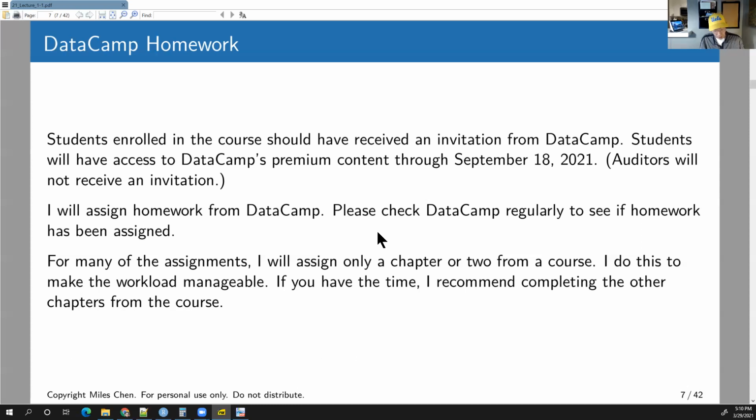And generally, if I pick a course and I pick a few chapters from the course, probably the other chapters are going to go under recommended. And so it's up to you if you want to complete the other chapters from the course. I think it's worth the effort and the learning and things like that. So that's that.